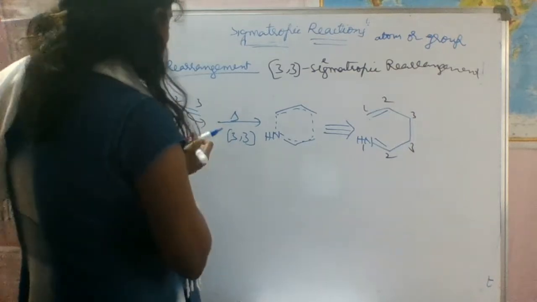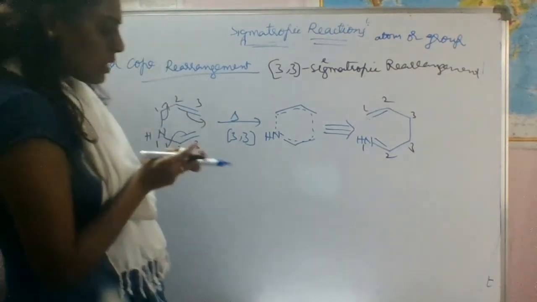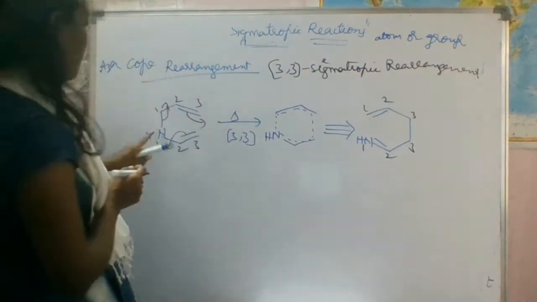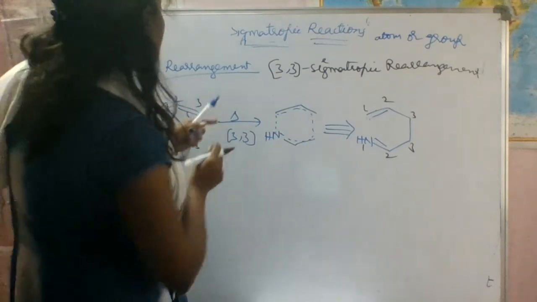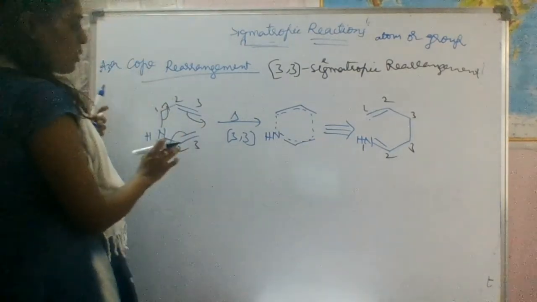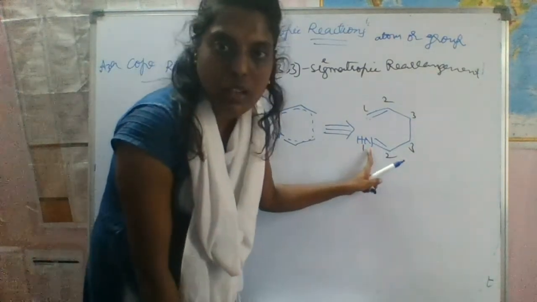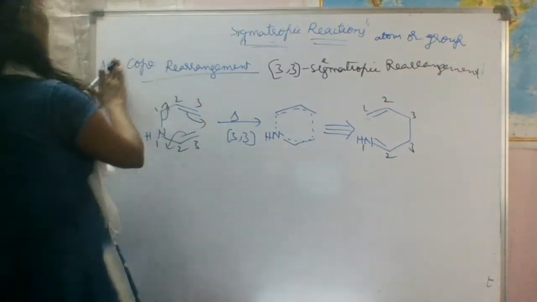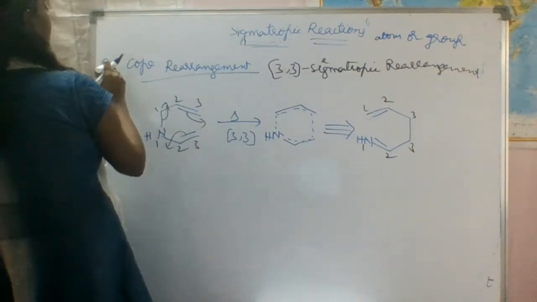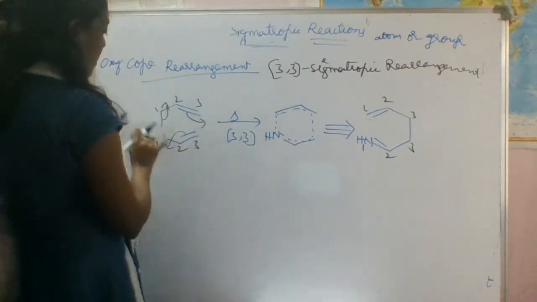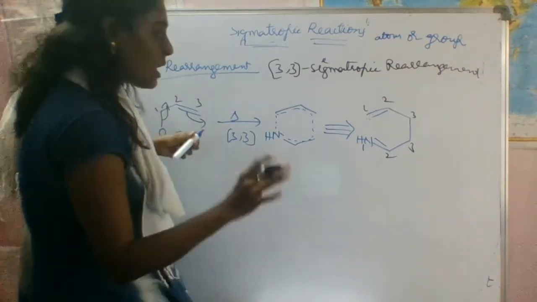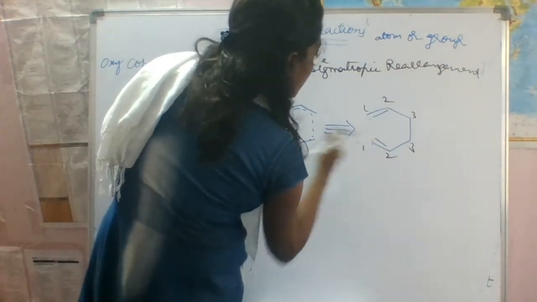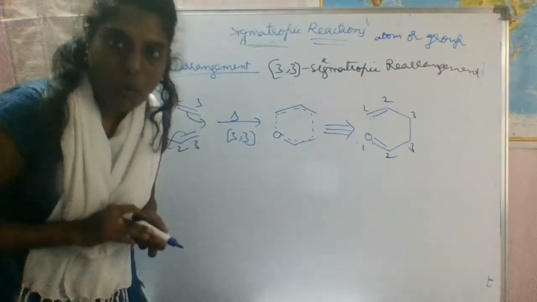If you use oxygen instead of this, then it is called oxy-Cope rearrangement. That's the only difference, right? If you replace with nitrogen, then it is called aza-Cope rearrangement. Aza means nitrogen is there, so that's why we call it aza-Cope rearrangement. If you replace this one with oxygen, it is oxy-Cope rearrangement. The only difference is oxygen. The remaining will be the same. Simply, this is oxy-Cope rearrangement.